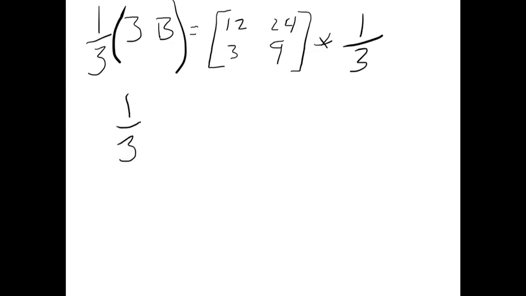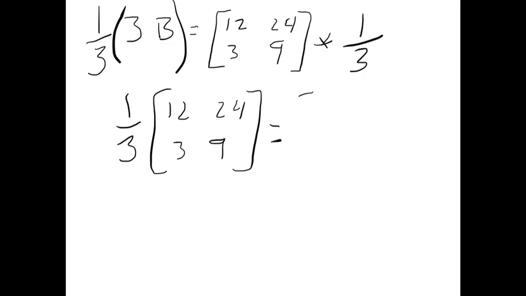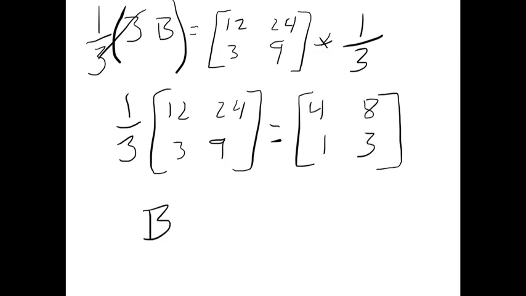1/3, which is the reciprocal, or we often call it the inverse of 3, times this matrix, will give us this. Because 1/3 times 3, that cancels out. 3 divided by 3, or 1/3 of 3, that's just 1. So this gives us, quickly, 4, 8, 1, 3. So now we can say that B, the matrix B, equals that, 4, 8, 1, 3.